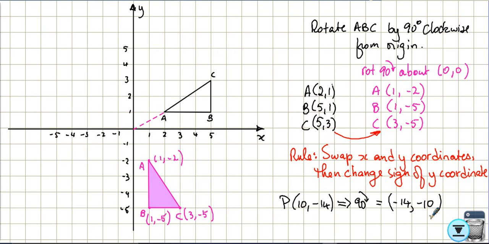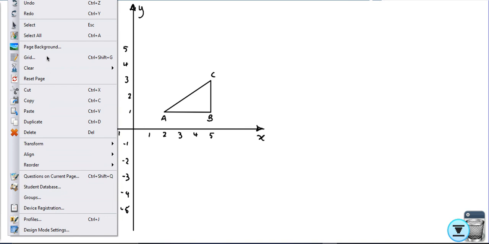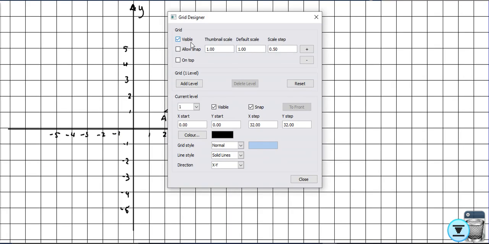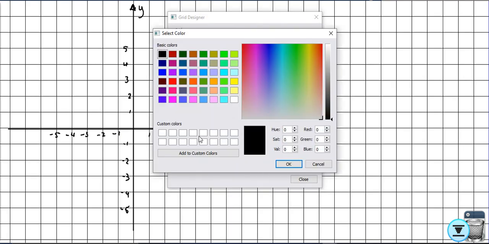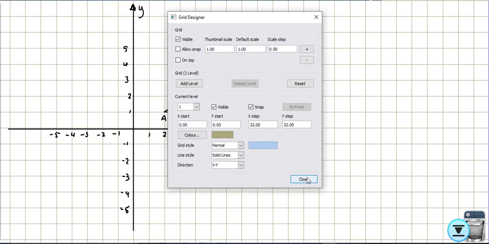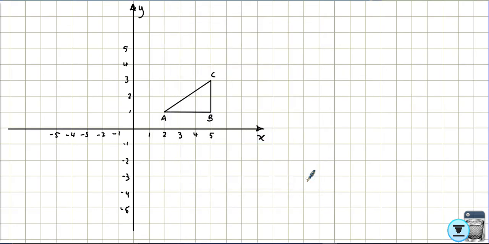Now let's see what happens when we do the same thing, but this time rotate by 90 degrees anti-clockwise from the origin. So I'm going to use the same diagram we used before. So we're going to rotate triangle ABC 90 degrees anti-clockwise about the origin.